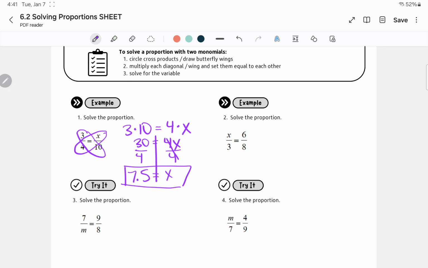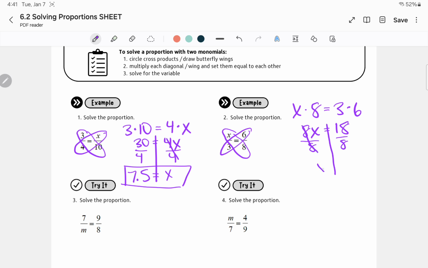Now for number 2, same thing. So first, butterfly wing. So x times 8. Second wing is going to be 3 times 6. So now x times 8 is just 8x, and 3 times 6 is just 18. Now I can solve for x by dividing by 8, both sides. And then I use my calculator. So 18 divided by 8 is equal to 2.25.